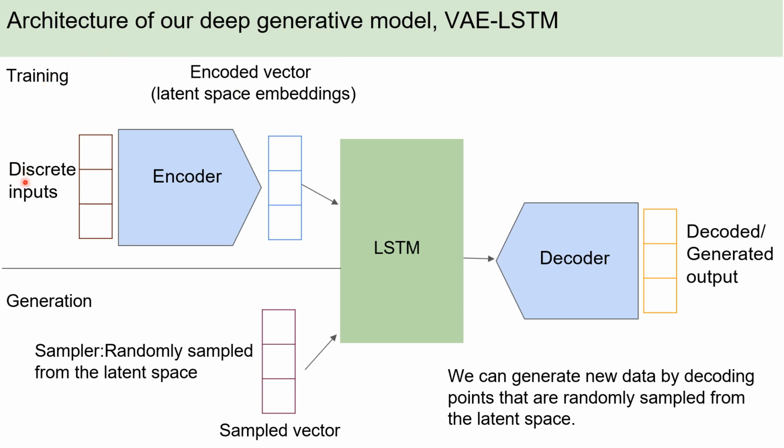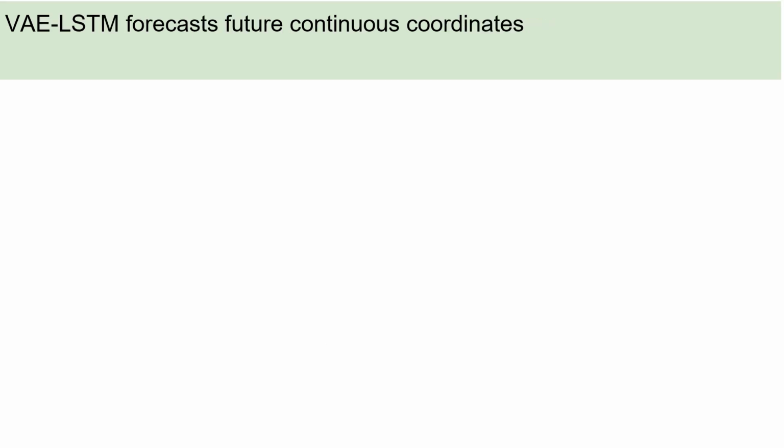In the training part, the discrete inputs are fed into the encoder, which encodes the data into latent space embeddings. The latent space embeddings for each sequence are then passed on to the LSTM with the collection date, which gets trained and is then passed through the decoder, which decodes it to the generated output. The generation part is where the sampler randomly samples from the latent space, passes it to the LSTM, which has the time steps, and then it gets passed to the decoder, which constructs the predicted sequences. So this is how the VAE-LSTM model works.